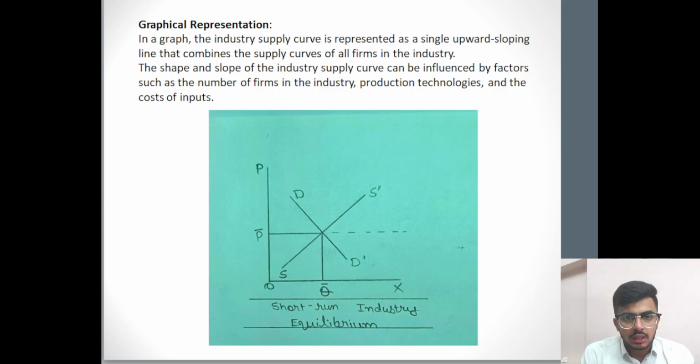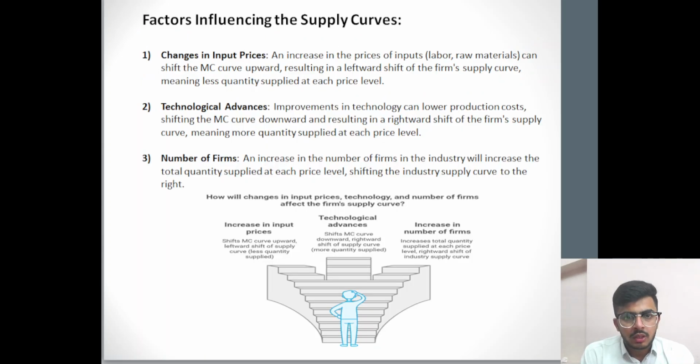The next one is the graphical representation of the supply curve of the industry, short-run industry equilibrium, and factors influencing the supply curve. There are some factors, like change in input prices: an increase in the prices of inputs like labor and raw material can shift the marginal cost curve upwards, resulting in a leftward shift of the firm's supply curve, meaning less quantity supplied at each price level.